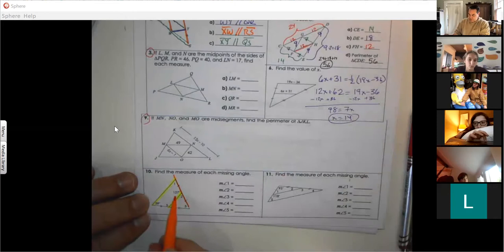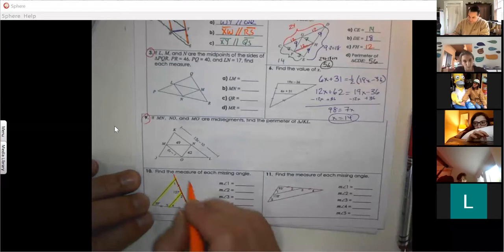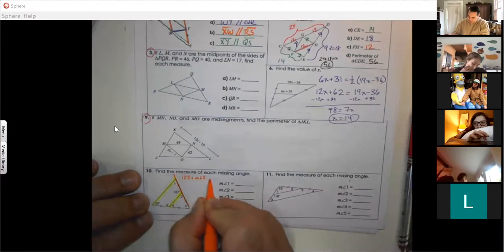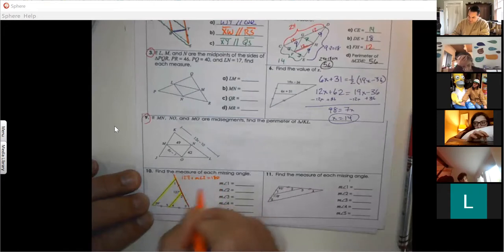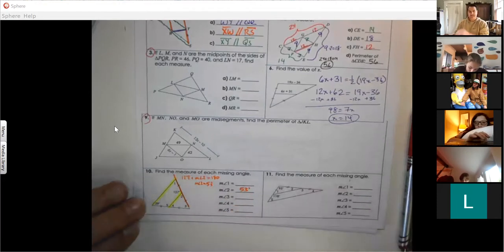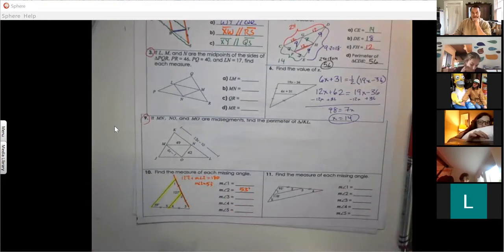So it looks like angle 2 is really easy to work with. What do we know about angle 2 and the angle marked as 127? It's a linear pair. Excellent. Linear pairs are supplementary. Therefore, I know that 127 plus the measure of angle 2 is equal to 180. So the measure of angle 2 must be 53. Easy peasy. What about angle 1?